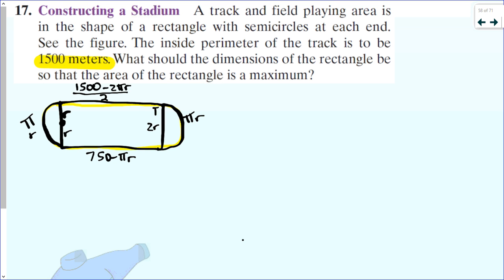Now, it said, what should the dimensions of the rectangle be so that the area of the rectangle is a maximum? The area of the rectangle is a huge deal here, because you're maximizing not the total area on the inside of the track, just the area of the rectangle. So since I'm maximizing this, I'm going to make an equation for the area of that rectangle. We know the area of a rectangle is length times width, so it is 2r times (750 minus pi r).